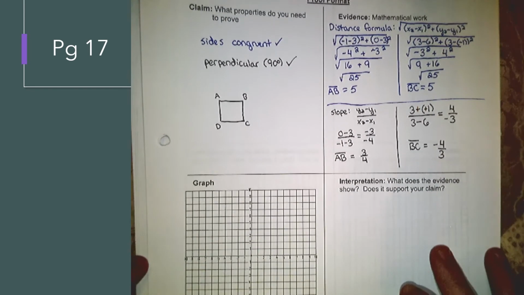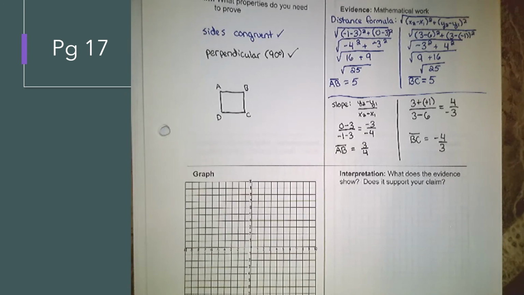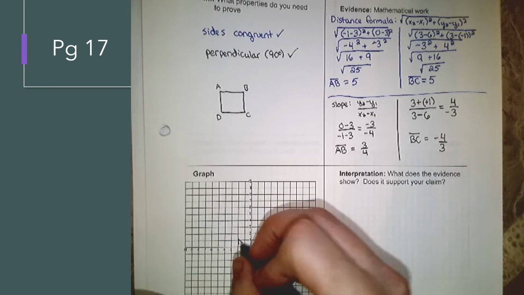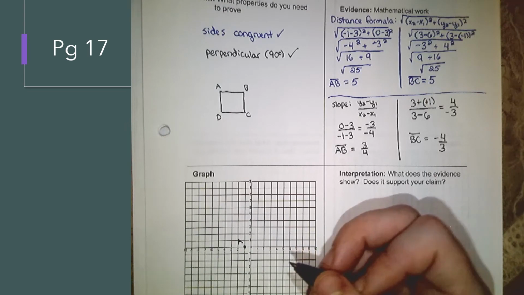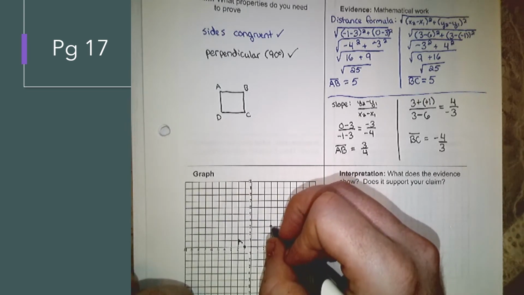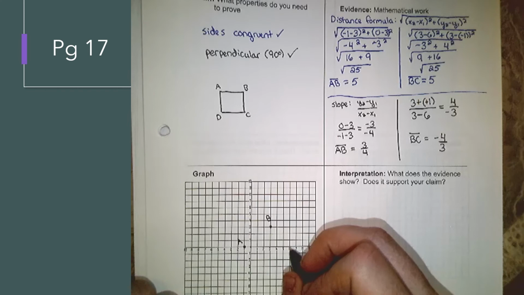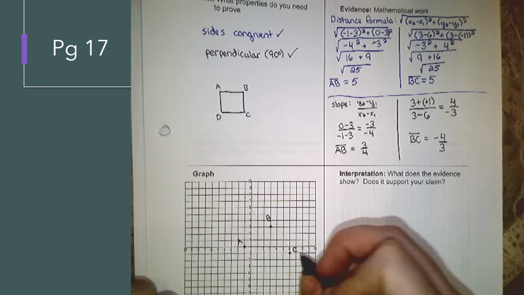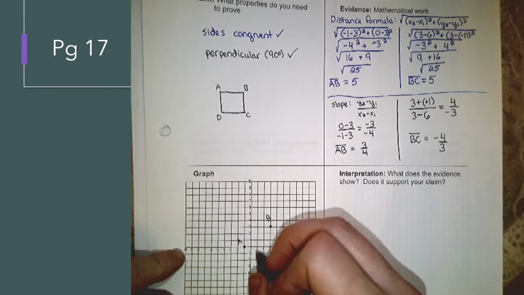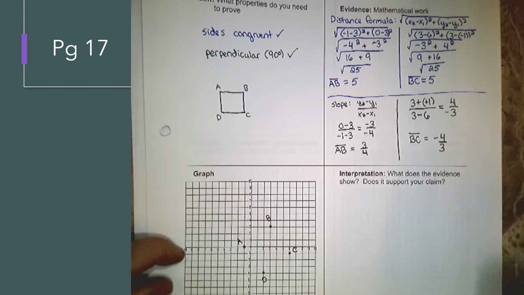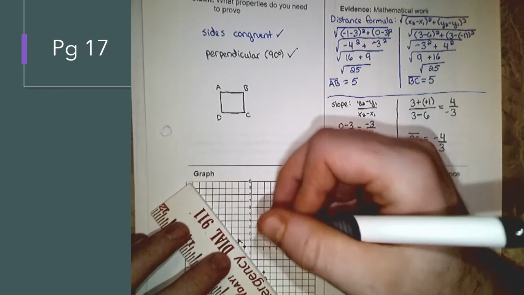Okay, so I'm going to move this up slightly so that we can do the graph, and then we'll do the interpretation. So in the graph, A is supposed to be at negative 1, 0, so to the left 1, and you're not going to go up or down. That is A. B is at 3, 3, so to the right 3, up 3. That is B. C is at 6, negative 1, so to the right 6, down 1. That is C. And D is at 2, negative 4, so to the right 2, down 4, and that is D. So I am going to connect these.